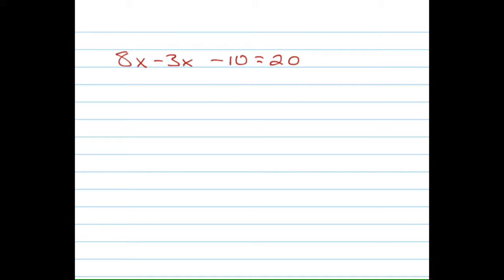Okay, so what might be a good first step for solving this equation? Cameron? Add like terms. When we combine the x's, what do we get? 5x. That's 8x minus 3x. We got 5x minus 10 equals 20. So we've combined like terms. Now this should look exactly like the problems that we did yesterday, only with different numbers.